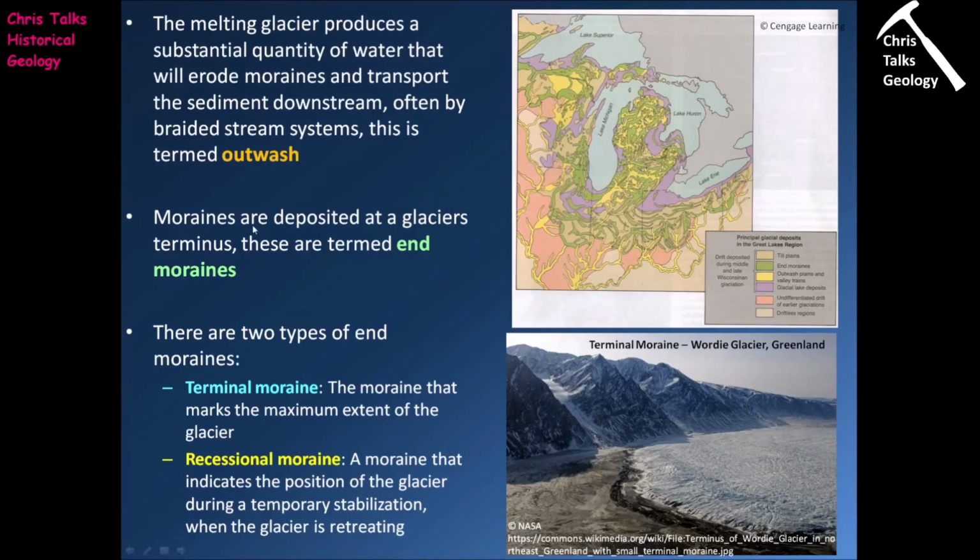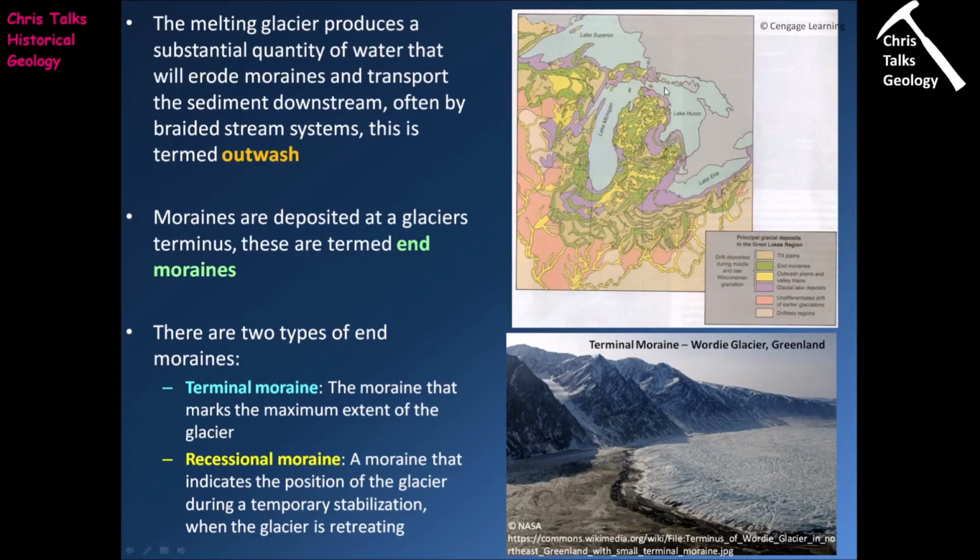Now, moraines are deposited at a glacier's terminus, where the glacier ends, and the moraines that form at the glacier terminus are referred to as end moraines. And end moraines come in two types. The first type is what's referred to as the terminal moraine, and the terminal moraine is the moraine that marks the maximum extent of the glaciers.